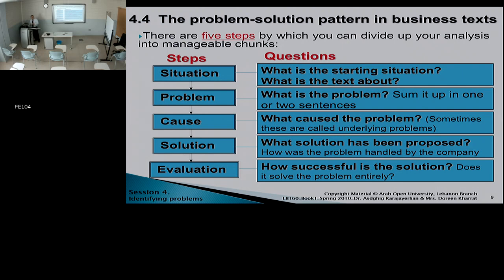Evaluation is how successful the solution is. Because we can give you more solutions, we need to know which one works well or which one is applicable. So the best solution must be checked. That's why we have the last stage, which is called evaluation. Students, again, here we have 5 steps, 5 stages, 5 elements. It starts with situation, problem, cause, solution, evaluation.